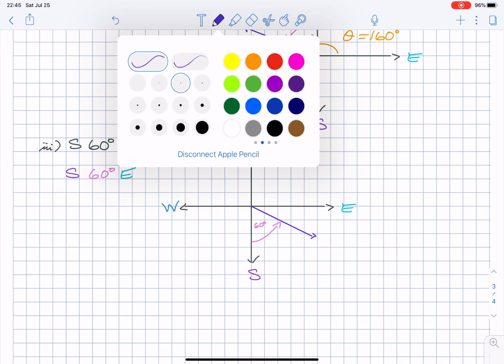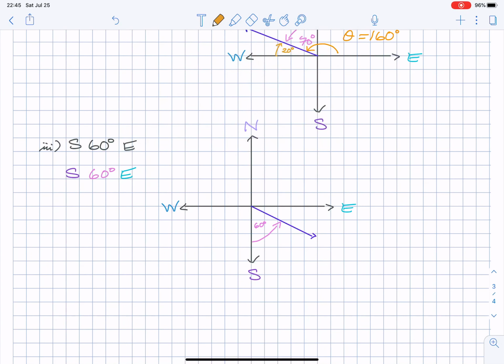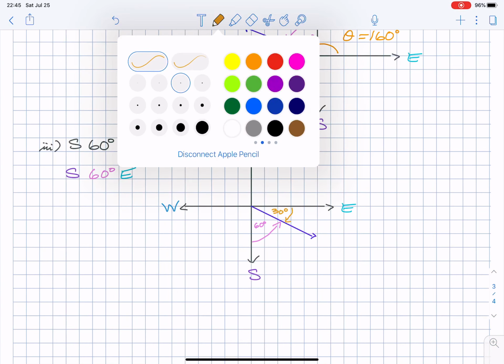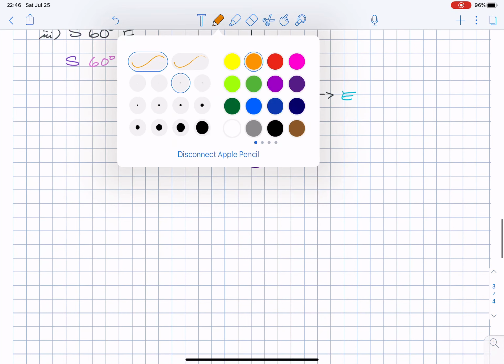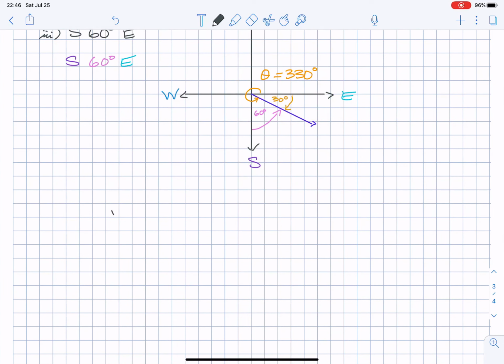So what is the distance to the x-axis? I know it is 30 degrees. Okay, so what is theta? Well, it's almost full circle, except for that 30 degrees. So 360 minus 30 is 330. So in standard position, that bearing south 60 degrees east is 330 degrees. Okay, let's do one more for good measure, and then we'll be done with this section.